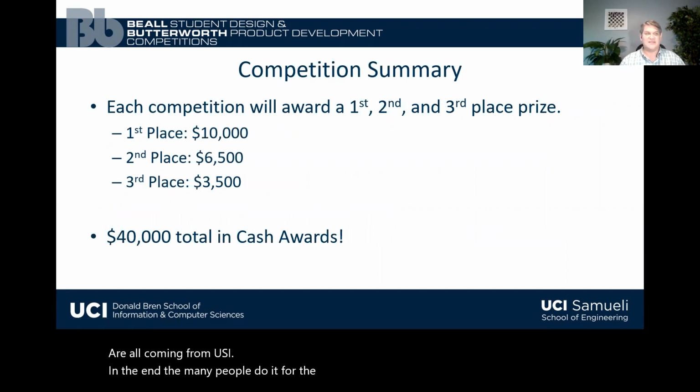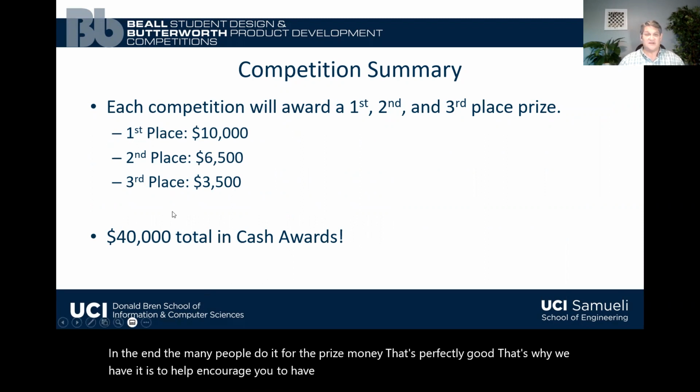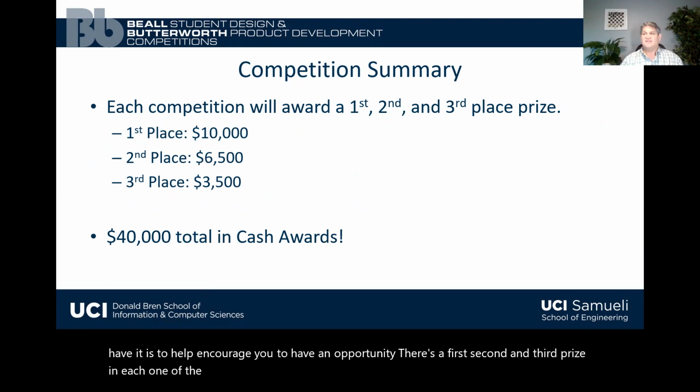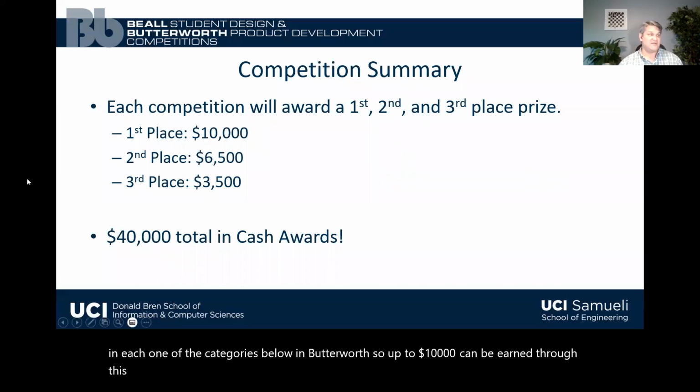In the end, many people do it for the prize money. That's perfectly good. That's why we have it, is to help encourage you to have an opportunity. There's a first, second, and third prize in each one of the categories, Beall and Butterworth. So up to $10,000 can be earned through this. So a total of $40,000 is being given away.